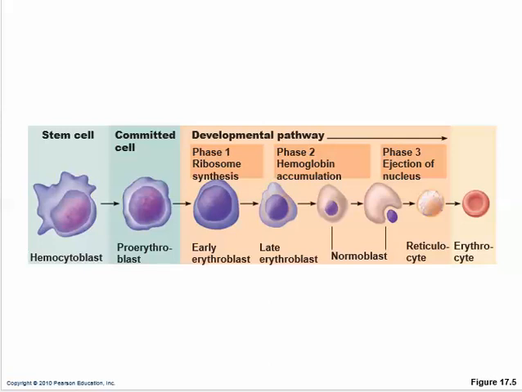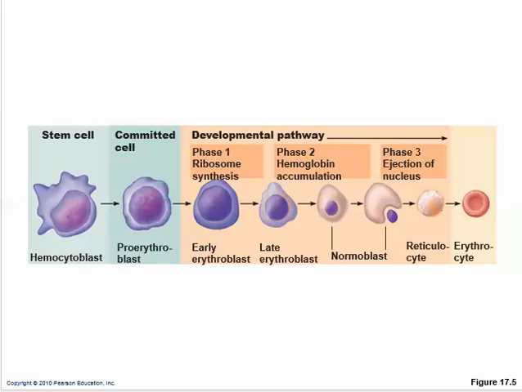At about this point, there's no sense in having the nucleus anymore, because you've made all the messenger RNA you're going to need, you've made all the ribosomes you're going to need, you've made all the endoplasmic reticulum you're going to need. So the nucleus is just taking up space and not doing us any good. So the cell really just ejects the nucleus by exocytosis. It takes the nucleus and spits it out.